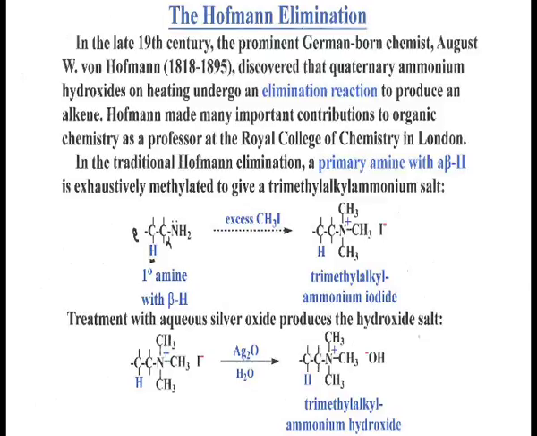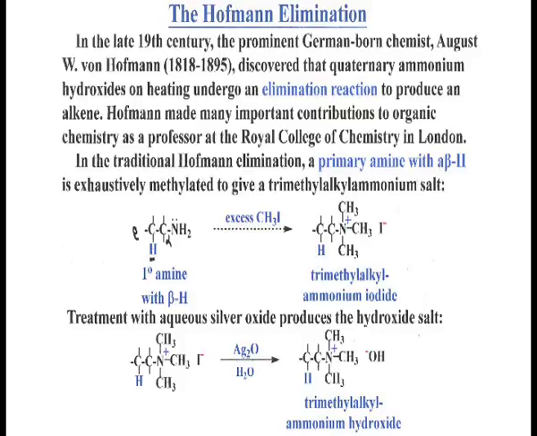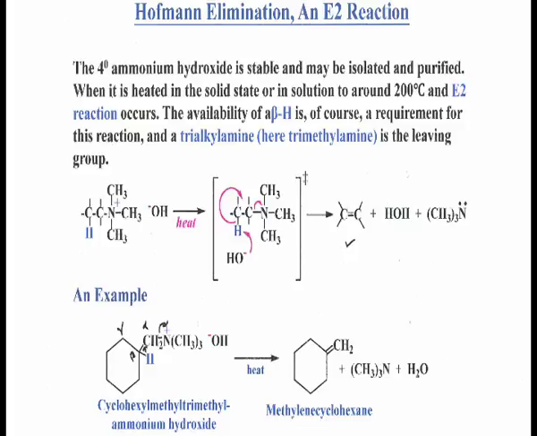Now, one very nice discovery was made by Hofmann. What is that? If this type of compound, where a quaternary nitrogen is there and the counter ion may be halide, that is bromide or iodide, is treated with silver oxide in the presence of water, you get the trimethyl alkyl ammonium hydroxide. Fine. Now, when this compound is heated, what will happen? We mentioned that there is a beta hydrogen present in this compound.